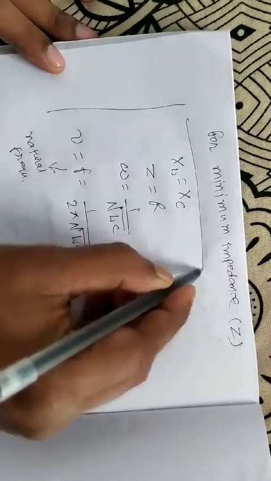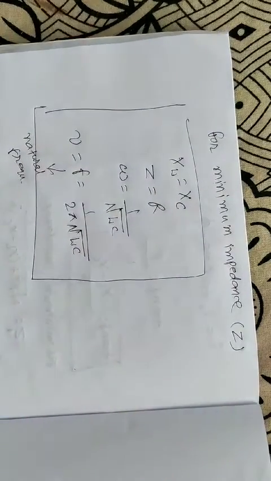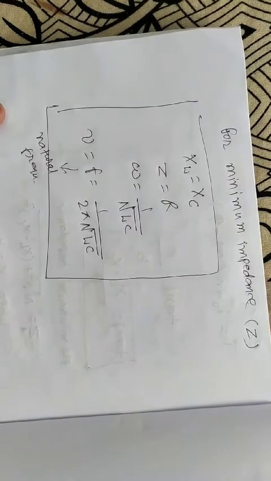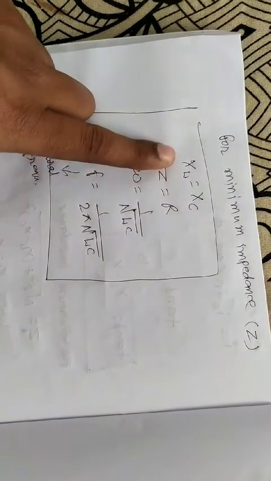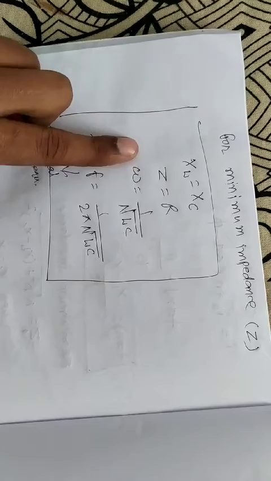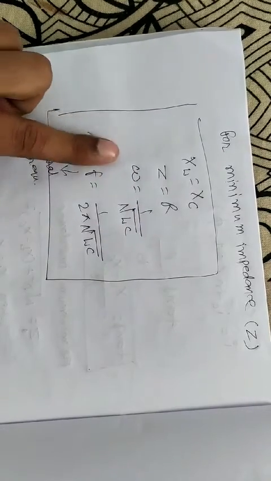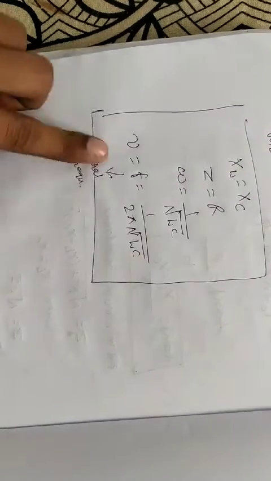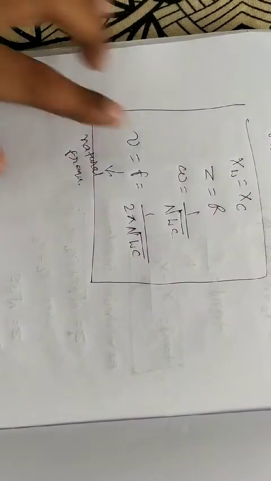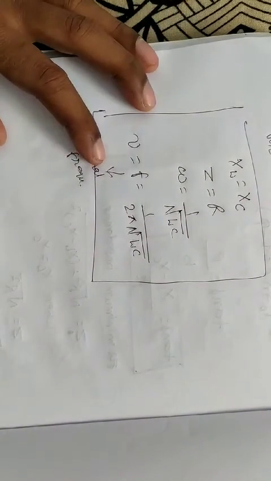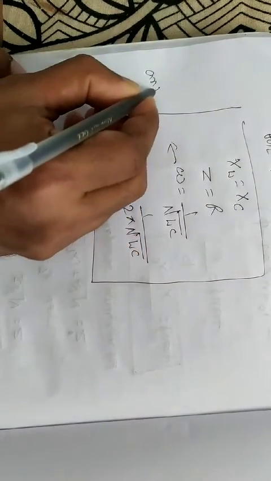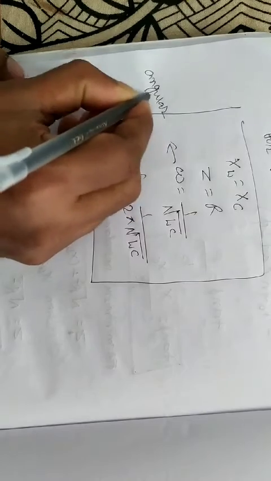So whenever they ask you what is the condition for minimum impedance, you say: XL should be equal to XC, Z should be equal to R, omega should be equal to 1 by square root of LC, and frequency should be equal to 1 by 2 pi square root of LC. This is angular frequency, and this is natural frequency f.